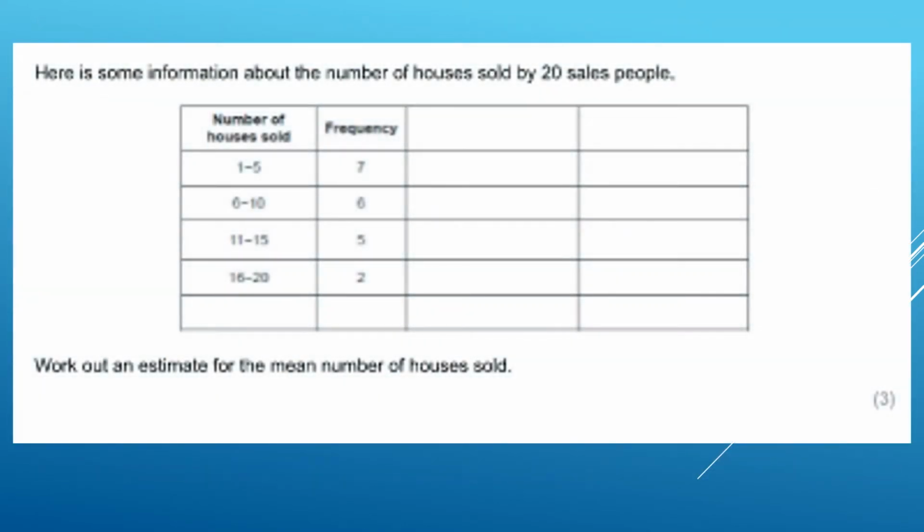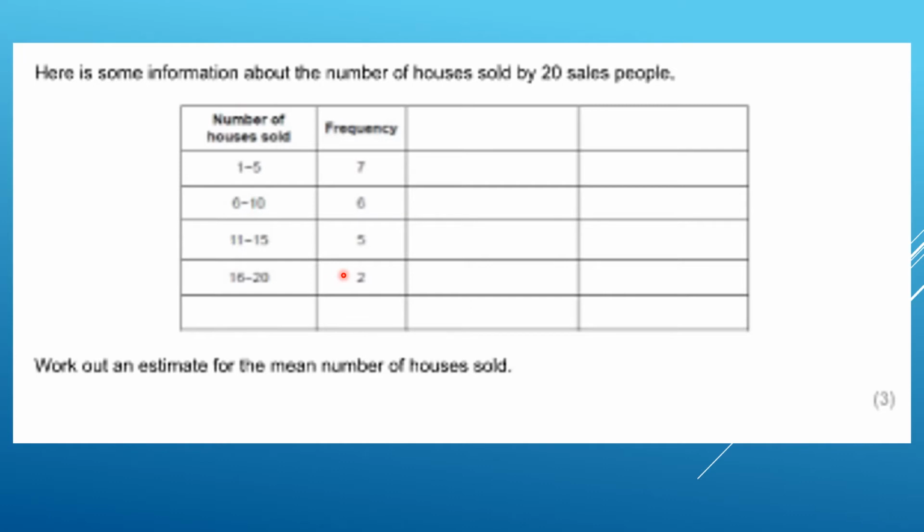Okay, let's have a look at a worked example. Here is some information about the number of houses sold by 20 salespeople. So we've got 4 columns, 2 of which are blank. If you see a grouped frequency question in an assessment, it could be in this format or it could just be 2 columns. If it's 2 columns, you've got to interpret what method to use.